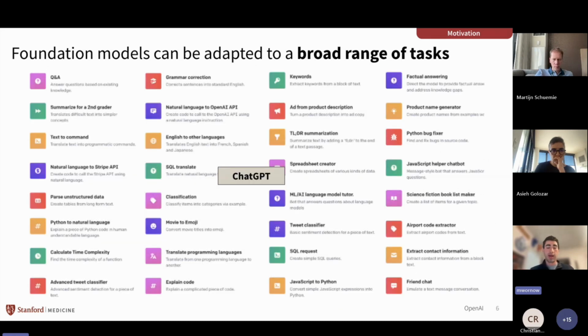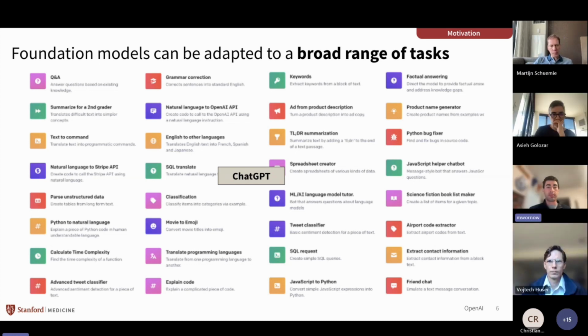And so, you can see this with a model like ChatGPT or GPT-4, where this is just a screenshot from their webpage, where you have one model and it can basically do all these different things as long as you can express the task in a way the model understands. And in this case, that is natural language. So, given the same core model, GPT-4 or ChatGPT can do a ton of different things, even if it wasn't trained specifically to do something like translate SQL or create spreadsheets.